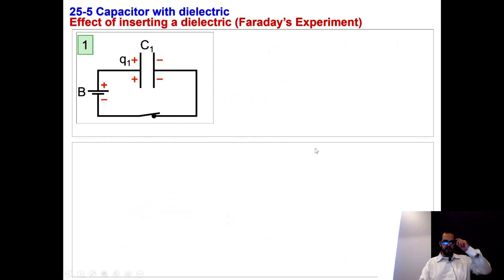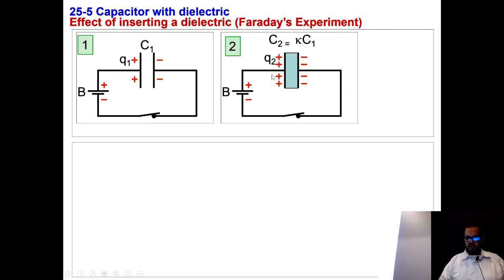Okay. So let's speak about Faraday's experiment. Let's assume we have a capacitor connected to a battery. Let's assume the charge that accumulates is Q1, the capacitor is C1, and the battery voltage is delta V. This is what Faraday did. He introduced dielectric material between the two plates of the capacitor, and he looked at what happens to the voltage, or to the charge.